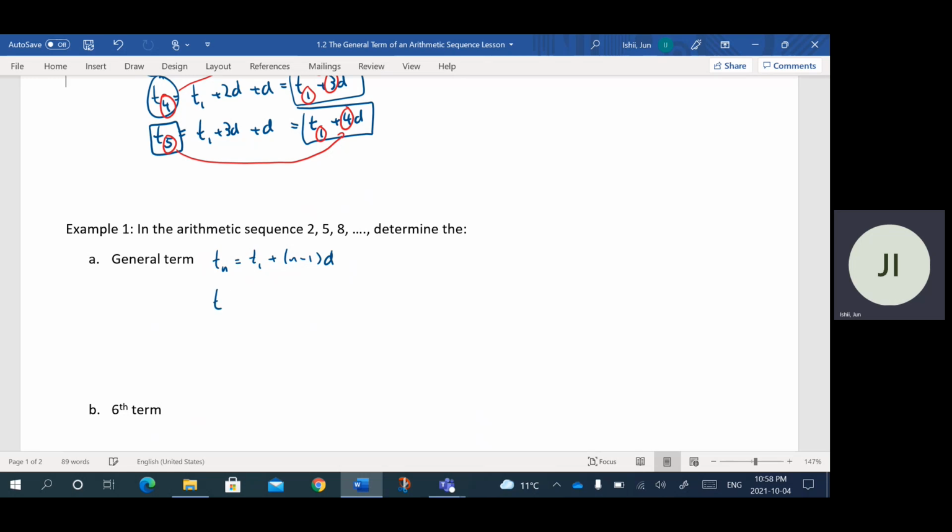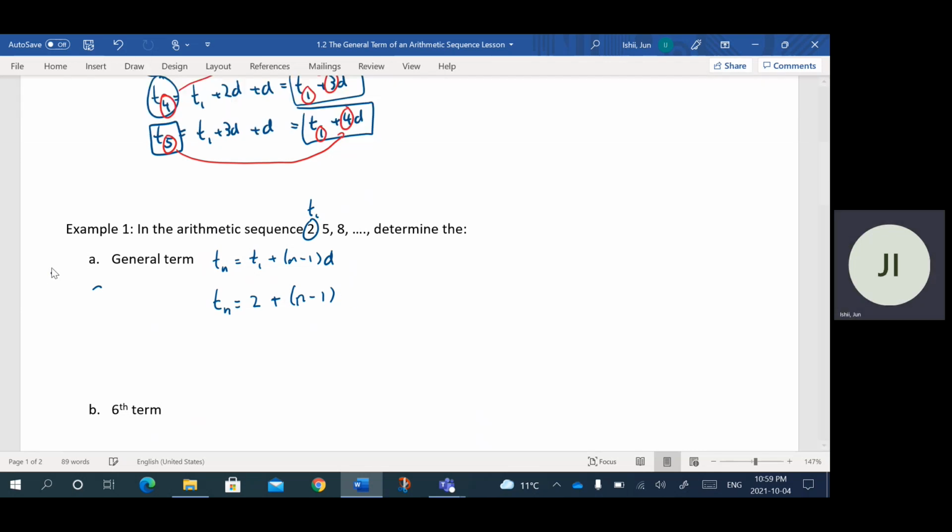So Tn in this case is going to be T1, the first term, which is 2 in this case. Then I'm going to add n minus 1 times d. The n itself stays a variable because we just want to leave it in there. Now d in this case, I jumped ahead a little bit and should not have written that as a d.